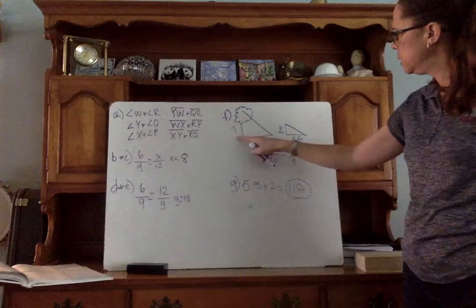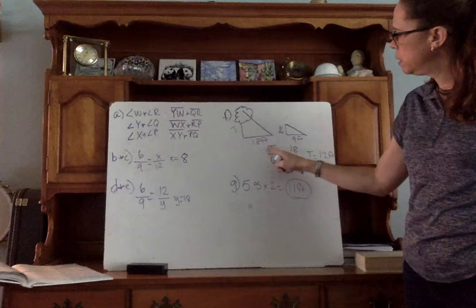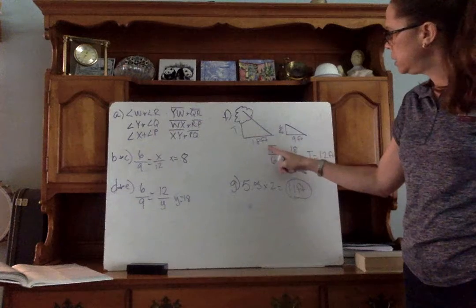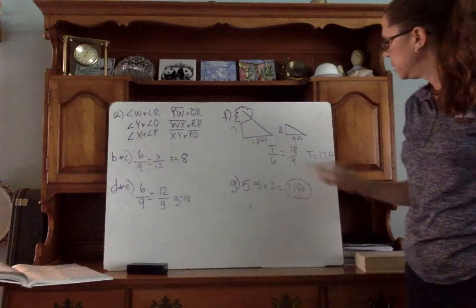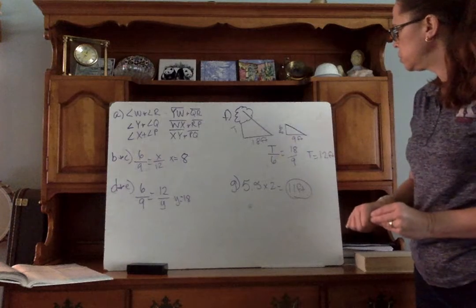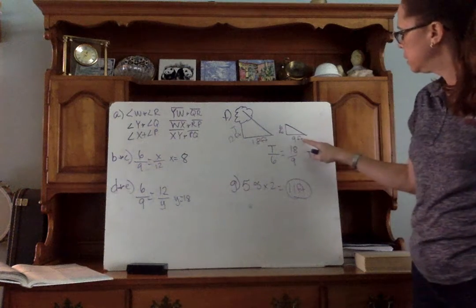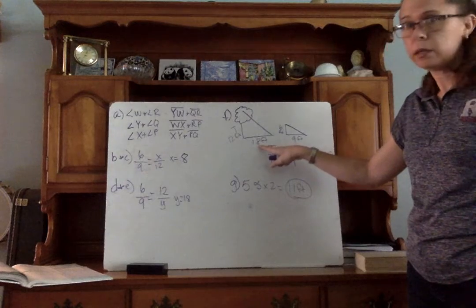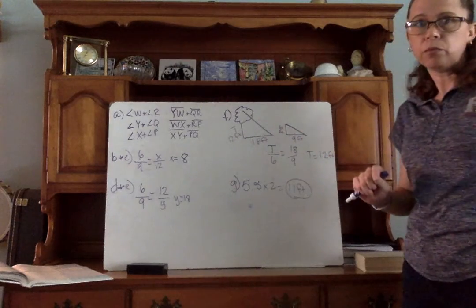Okay, T is to 6 as 18 is to 9. I started with the tree at the top of part of my fraction, so I got to keep it that way, okay? T is to 6, as 18 is to 9. I did my cross products. T is equal to 12 feet. So the tree must be 12 feet tall. Which makes sense, because look, the shadow from the 6-foot pole was 9 feet. The shadow of the tree is twice the length of the shadow of the pole, so the tree must be twice as tall as the pole.